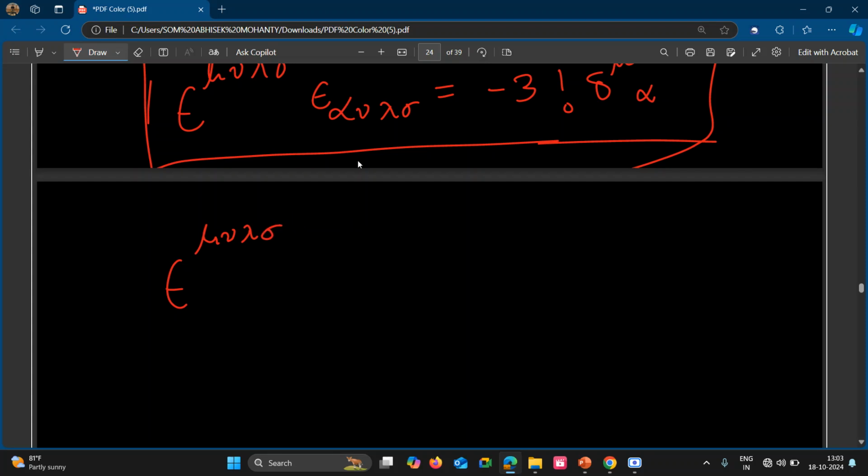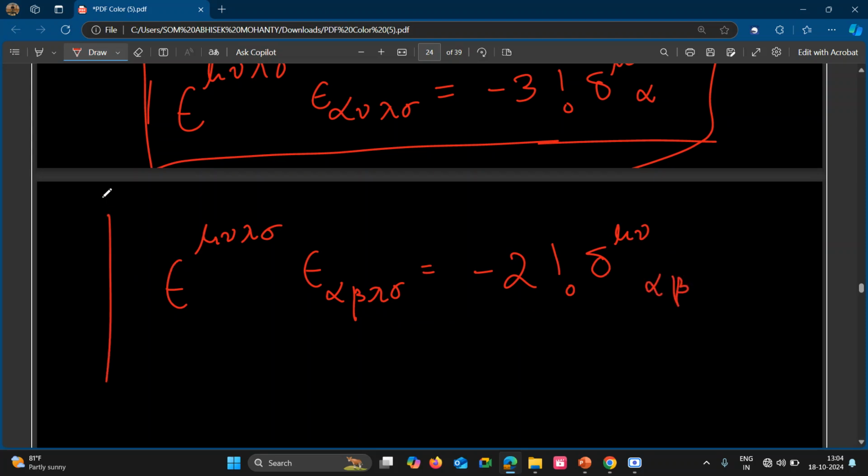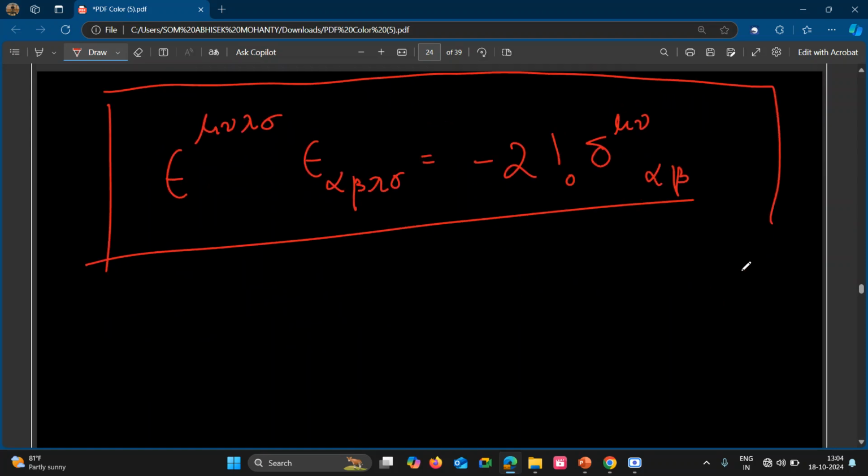Now what will I do? Guess. I will change two indices here. I changed one here, now I will choose two indices. So it will be epsilon mu nu lambda delta with epsilon alpha beta lambda delta. Now what will it become? Minus 2 factorial. So there is a pattern. And then mu nu in the upper part, and alpha beta in the lower part. See, it's not that hard. Just focus a bit and you will understand.